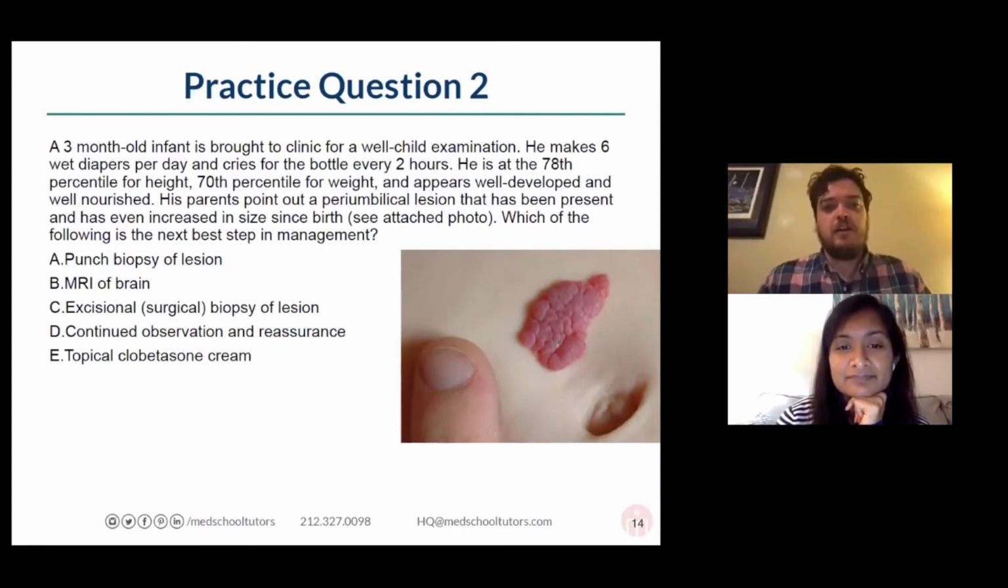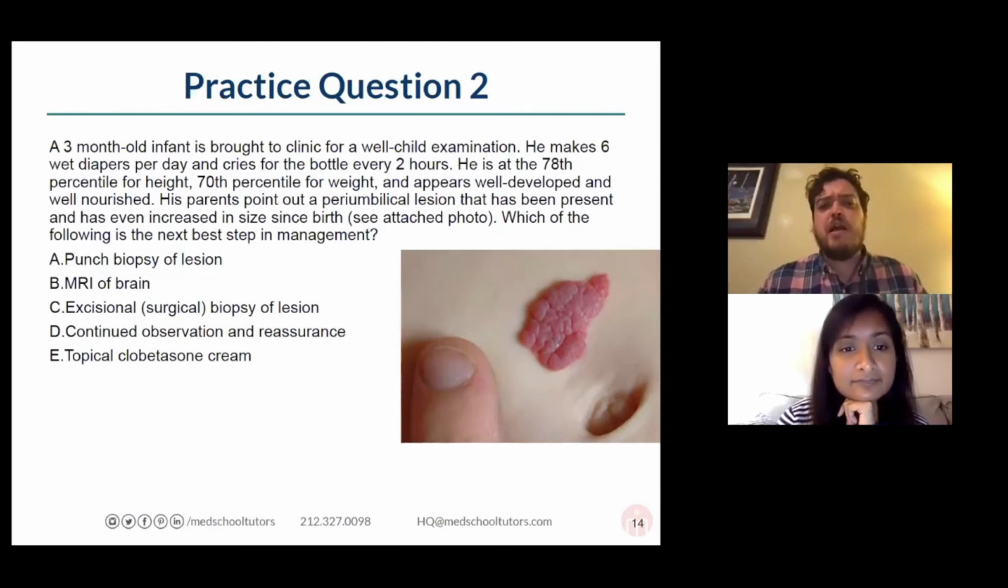I have a 3-month-old infant brought to my clinic for a well child examination. He makes 6 wet diapers per day and cries for the bottle every 2 hours. So far sounding pretty normal. He is at the 78th percentile for height, the 70th percentile for weight, and appears well-developed and well-nourished. Again, seems like a pretty healthy child.